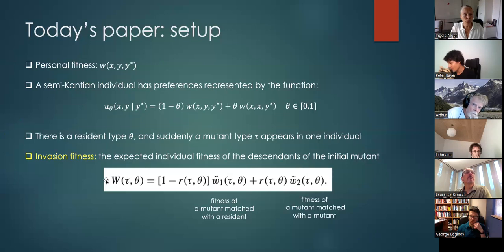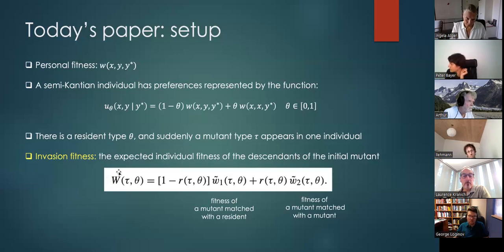And so the resident type theta will resist the invasion of this mutant type if and only if this expression is smaller than 1, which is equal to the fitness of residents. In this constant population model, the fitness of residents, given that the resident trait is carried by essentially the whole population, is 1.